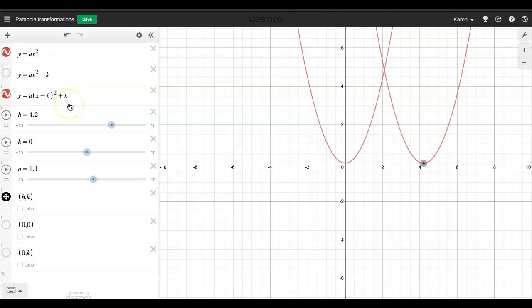And that's going to be key to being able to write equations. If we give you the vertex, or if you know what the vertex is, you're going to use that to help you write the equation, and then you're going to use the y-intercept to figure out what a is. But knowing that these values give you the vertex of your parabola is going to be key to writing the equations.